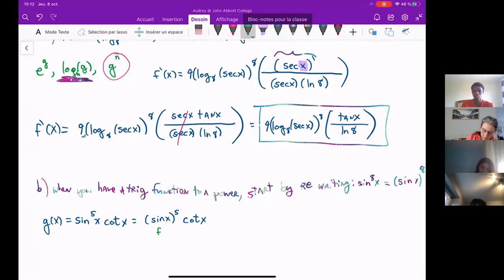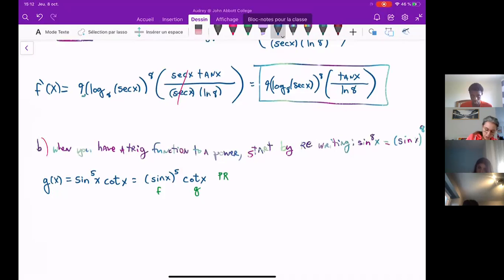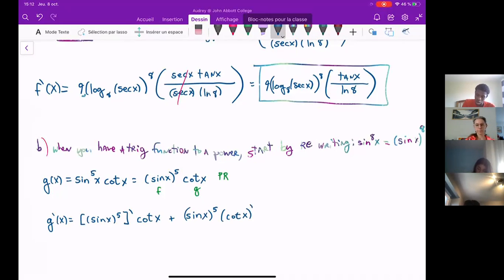I have two things being multiplied together. So this is a product rule. Good job, Easton. So then g prime of x is the derivative of the first, so that's sine x to the power of 5 prime times cotangent x, plus sine x to the power of 5 times the derivative of cotangent x.